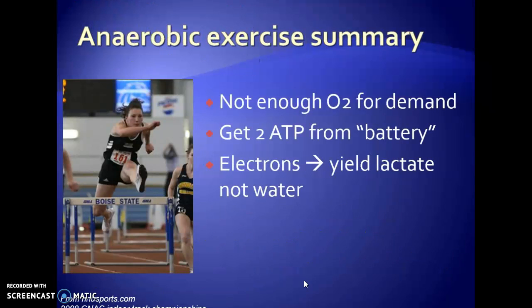So anaerobic exercise, there's not enough oxygen for the demand. You get 2 ATPs from using your battery, and the electrons yield lactate or lactic acid instead of water.